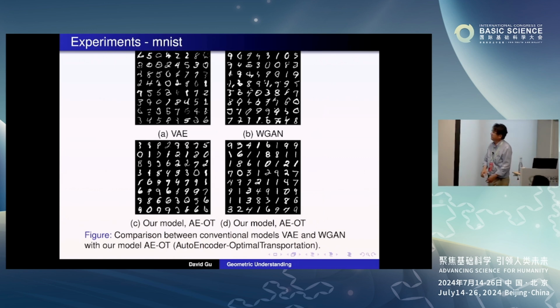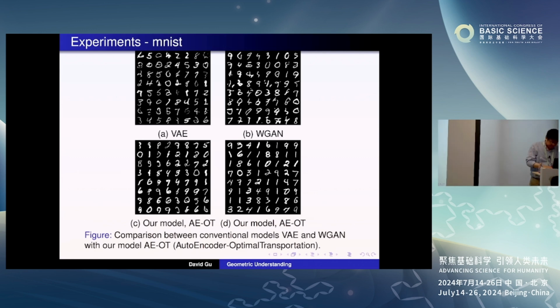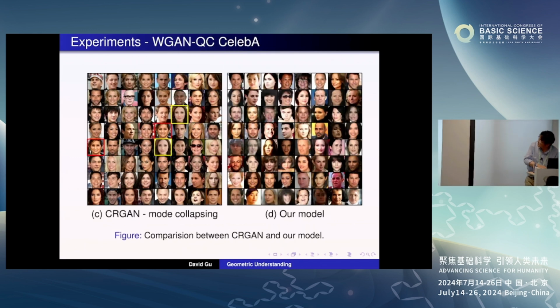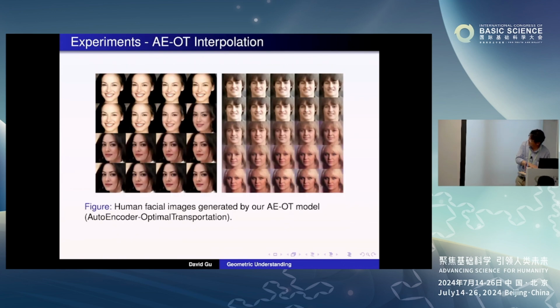Then we can compare on MNIST. For MNIST, we see that using a VAE, we generate a lot of mode-mixture characters here. But using our model, we get a much better result. For human facial photo generation, our method also gives a better result here.